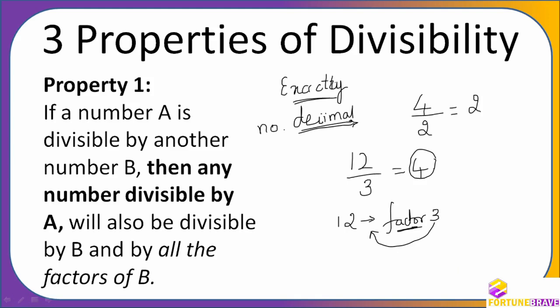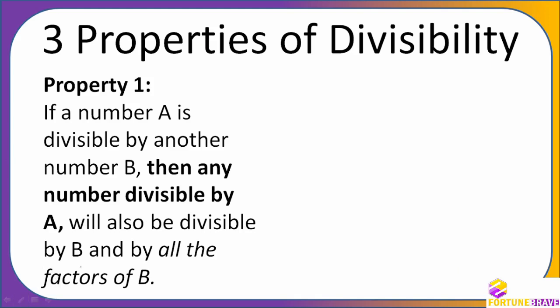Now let us understand some properties of divisibility. What is the first property? The first property says that if a number a is divisible by another number b, then any number divisible by a will also be divisible by b and by all the factors of b. For example, say 24 is divisible by 6.